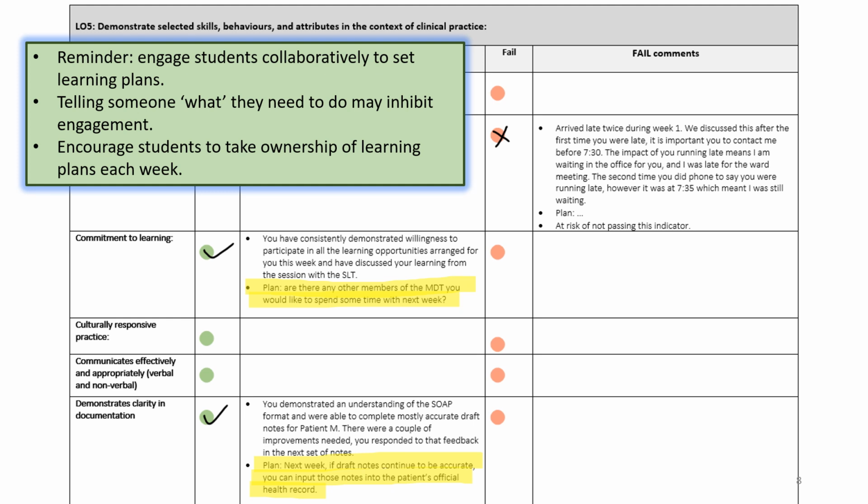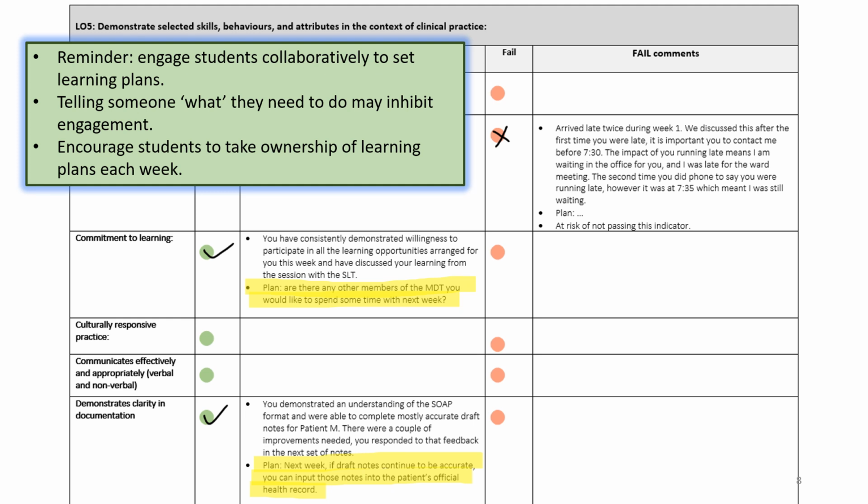On the fail column, the example we've given here is around professional behaviour. So again, this is just an example of something that might be a failing aspect. In this example, the student arrived late twice during week 1. So the comments that you've provided to the student are that you discussed their late arrival after the first time the student was late, and what the impact of them running late is.